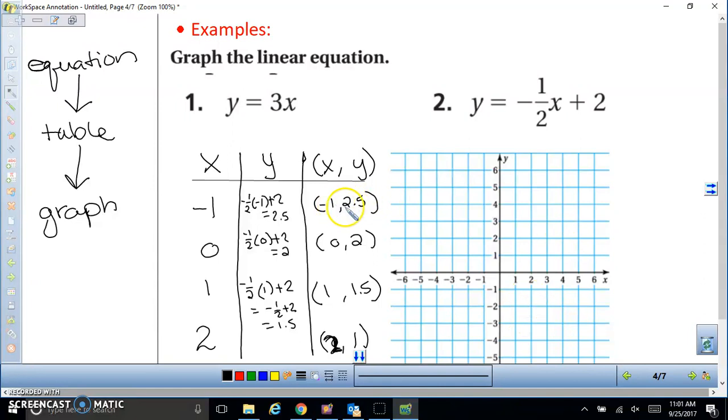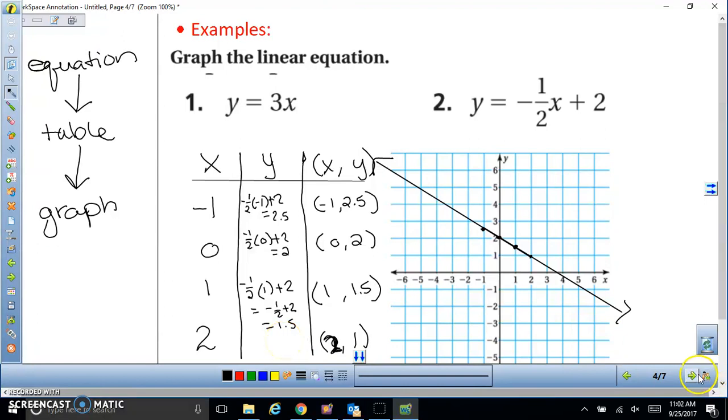Okay, -1, 2.5, 0, 2, 1, 1.5, 2, 1. Now using a straight edge, I'm going to connect those dots. Using a straight edge, you want to go all the way to the end of each window. So I'm going to go back and fix my line over here. Good. Add in those arrows telling your reader that it extends past what you have on your paper. And you did it. You graphed it.